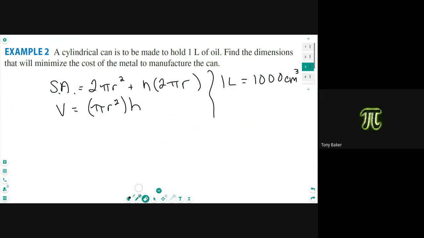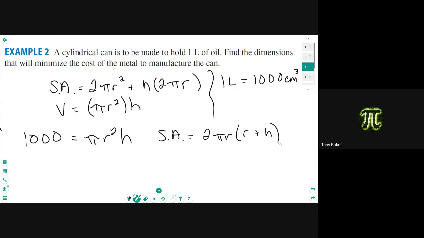Now, if for some reason this question was on the test, I would have given you that. That would be an actual statement. You would not need to memorize that. All right, so we have 1,000 equals pi r squared h. And then we have the surface area equals 2 pi r times r plus h.